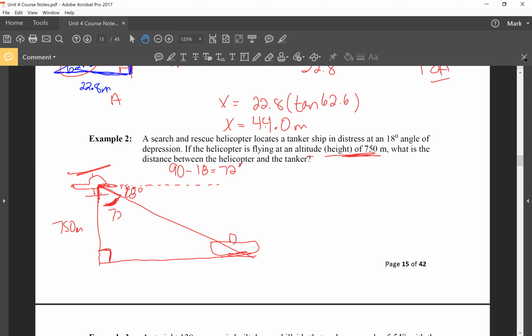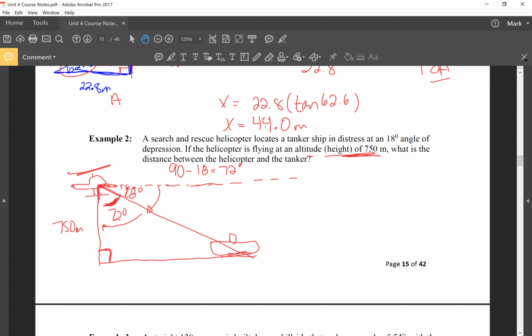You would be started with this piece of information. So now that you know that it's 72 degrees, again, where do we get that? It's the angle of depression. So the helicopter is looking out across. The angle of depression is 18, which means the remainder would be 72, 90 minus 18. Now that I know 72, this is pretty easy.